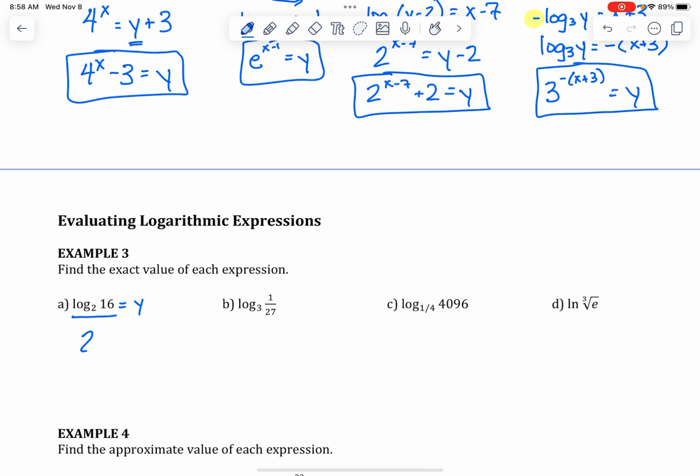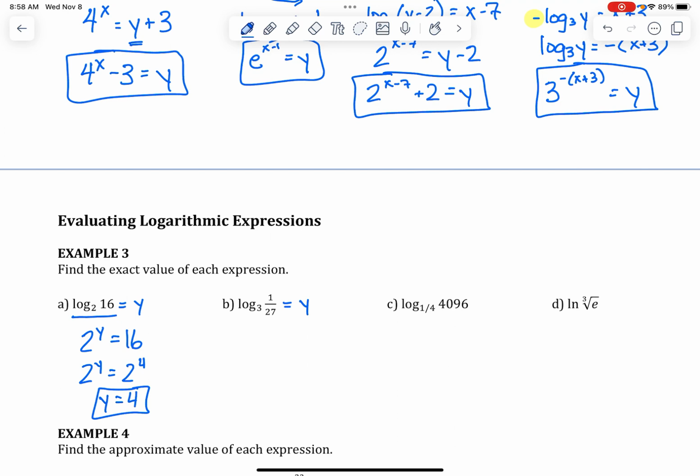So if you write 2 to the y equals 16, you can use some of the rules we used in the exponential section last time and solve for y. All right, 16 can be rewritten as 2 to the 4th, and so y is 4. And in a little bit, I'll show you how to use your calculator so you can get all of these things. But just make sure you know how to rewrite them.